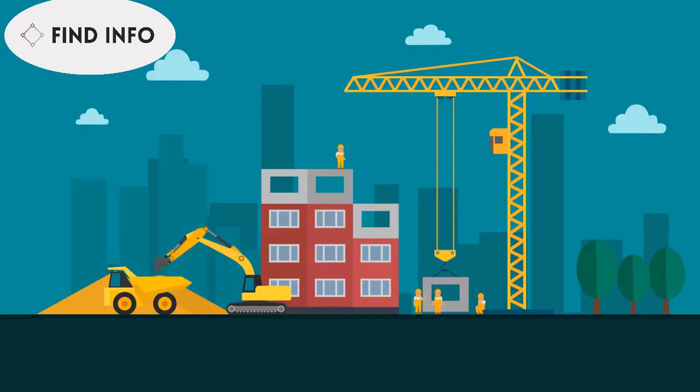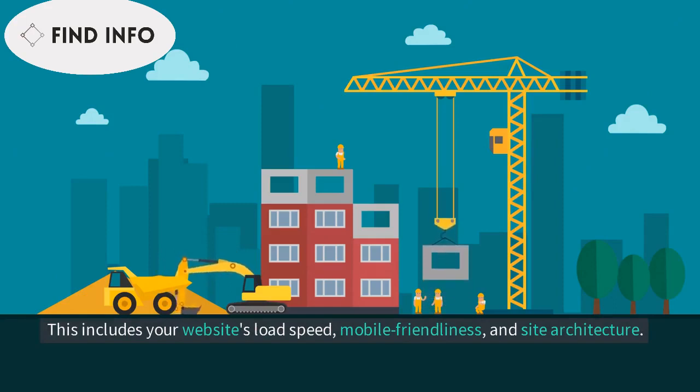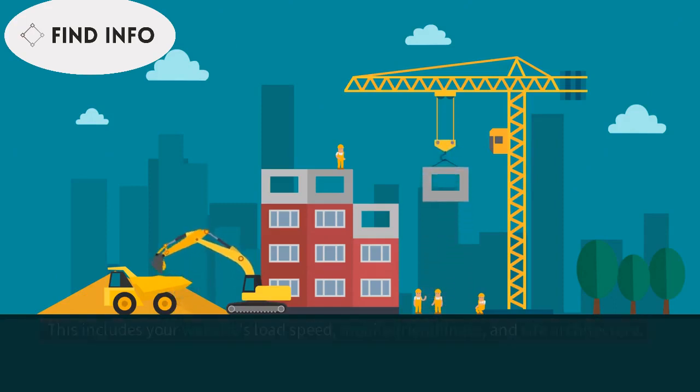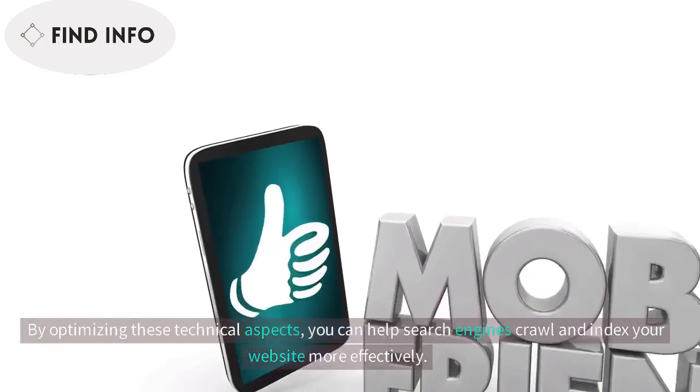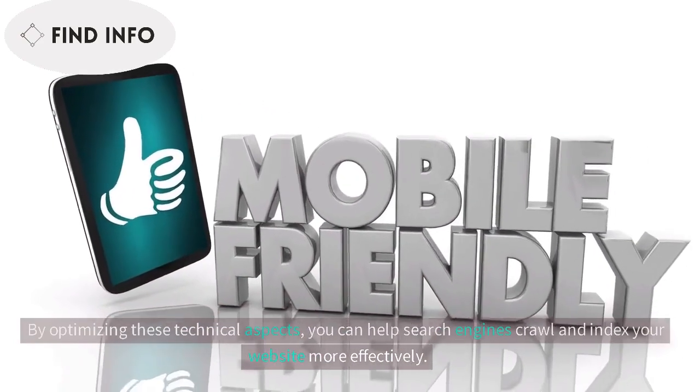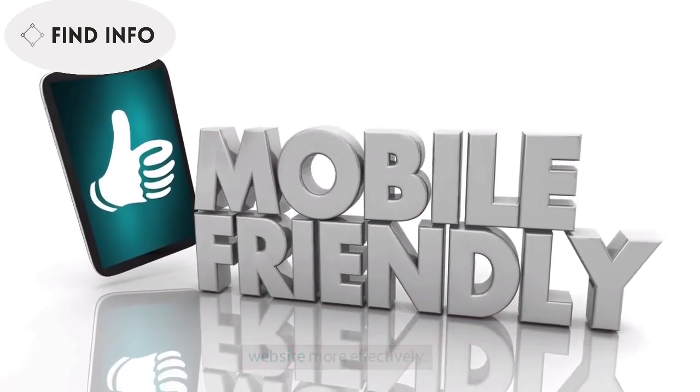5. Technical optimization. Technical optimization refers to the various technical aspects of your website that can impact your search engine rankings. This includes your website's load speed, mobile friendliness, and site architecture. By optimizing these technical aspects, you can help search engines crawl and index your website more effectively.